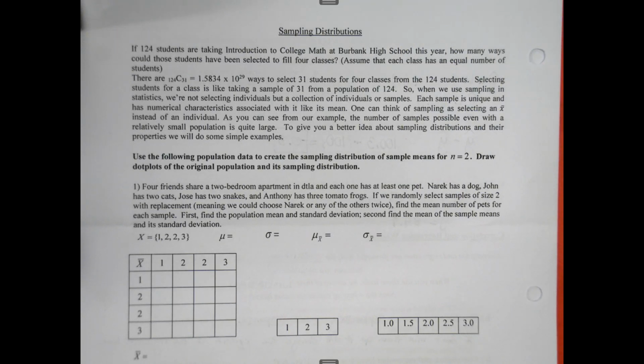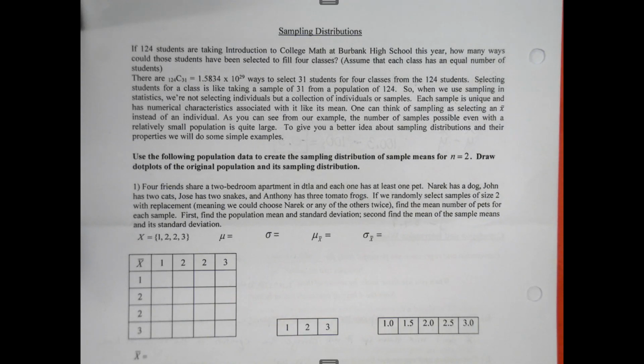For example, if 124 students are taking Introduction to College Math at Burbank High School this year, how many ways could those students have been selected to fill 4 classes? Assume that each class has an equal number of students. Well, then there are 124 choose 31, or 1.834 times 10 to the 29th ways that we could select 31 students for 4 classes from those 124 students.